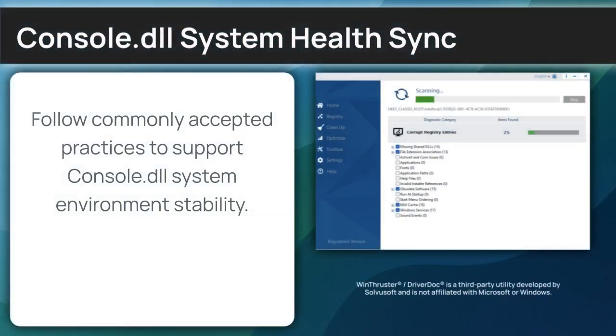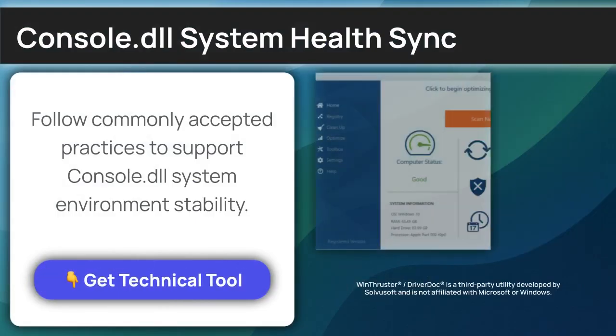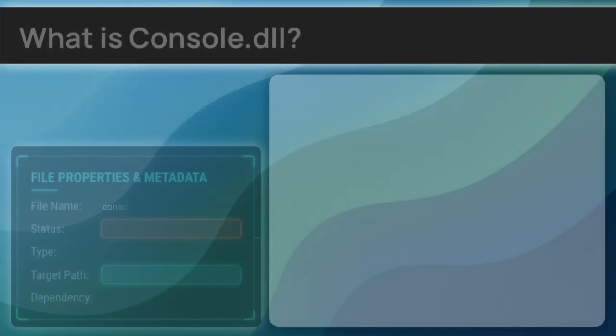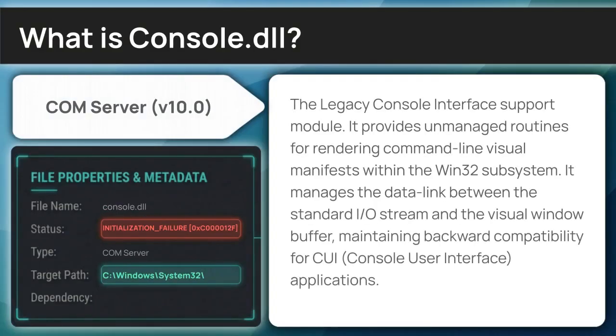To start our troubleshooting for Console Library, you can follow my manual steps or use a utility for a clean environment review. This is the Console Library, the Legacy Console Interface Support module. It provides unmanaged routines for rendering command line visual manifests within the Win32 subsystem. It manages the data link between the standard input-output stream and the visual window buffer, maintaining backward compatibility for CUI, console user interface applications.